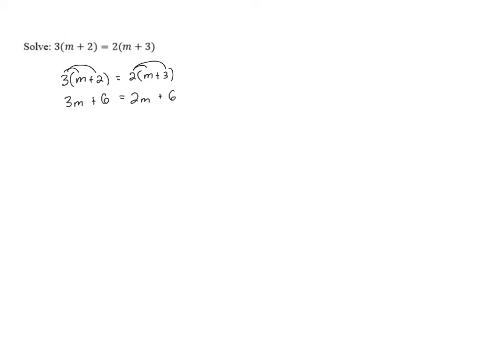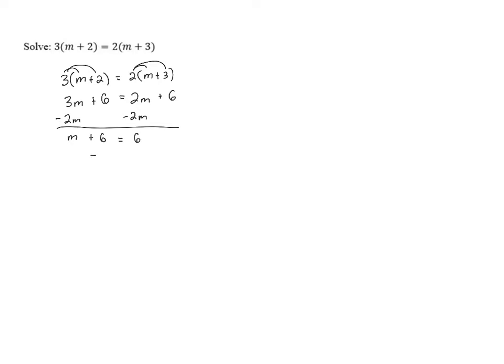Again, we have variables on both sides of the equation, so we have to eliminate one of them. I'm going to subtract 2m from both sides. That's going to get rid of the 2m on the right-hand side. On the left-hand side, this leaves us with m plus 6, because 3m minus 2m is 1m, or just m. On the right, the m's cancel, and that leaves us with just 6.